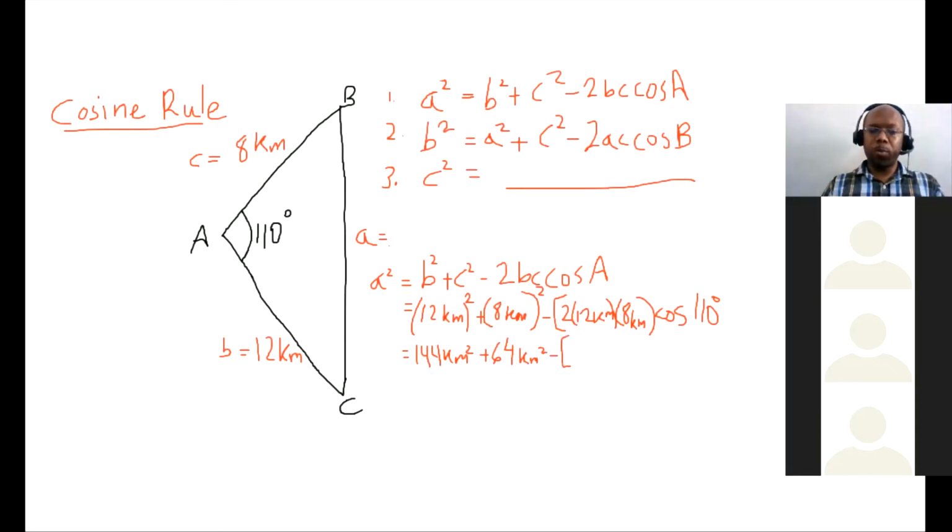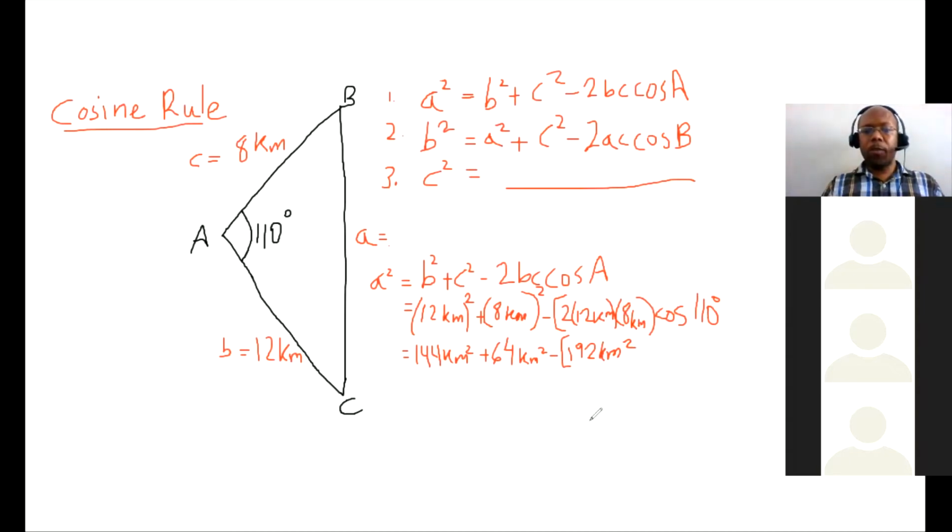96 times 2. Let's type that into our calculators. 96 times 2. What do you get? 192. The km times km gives you what? Gives you km squared. Just like a times a is a squared, km times km will give you km squared.